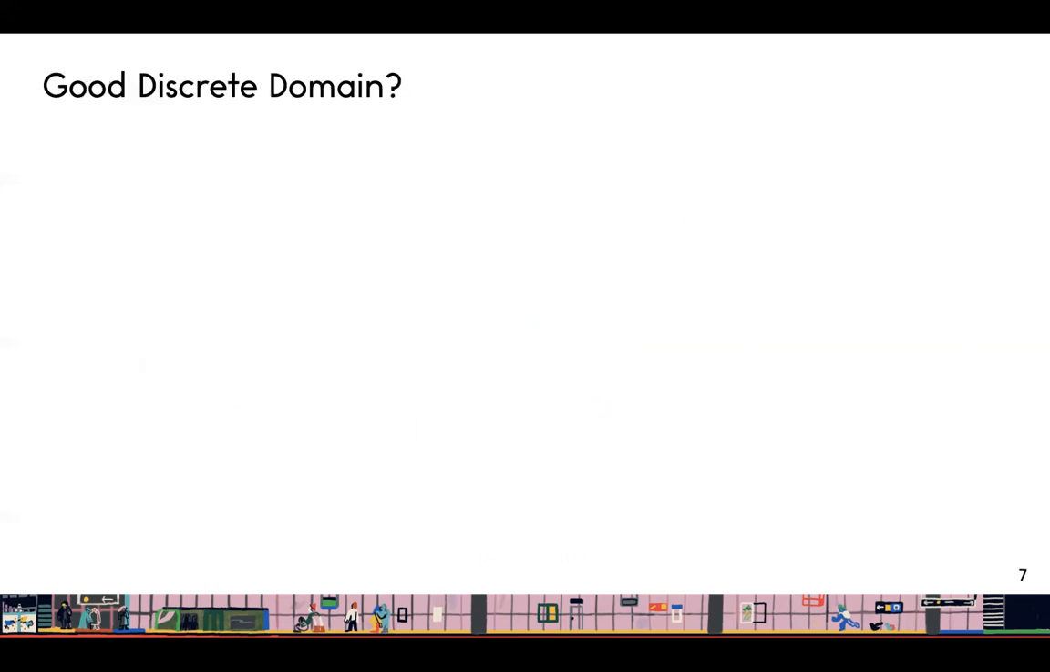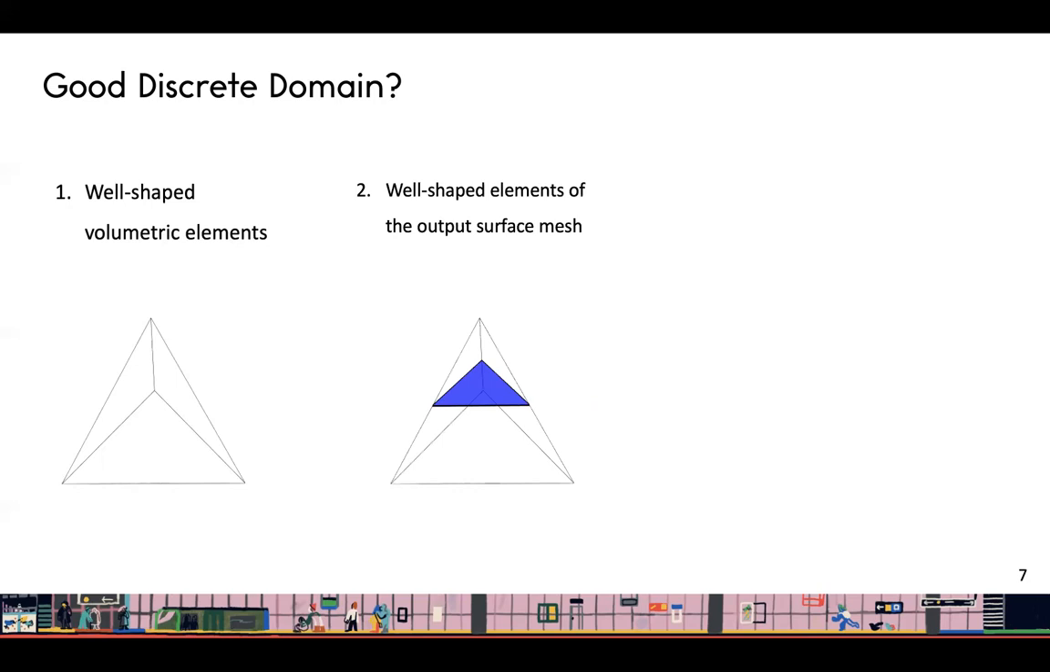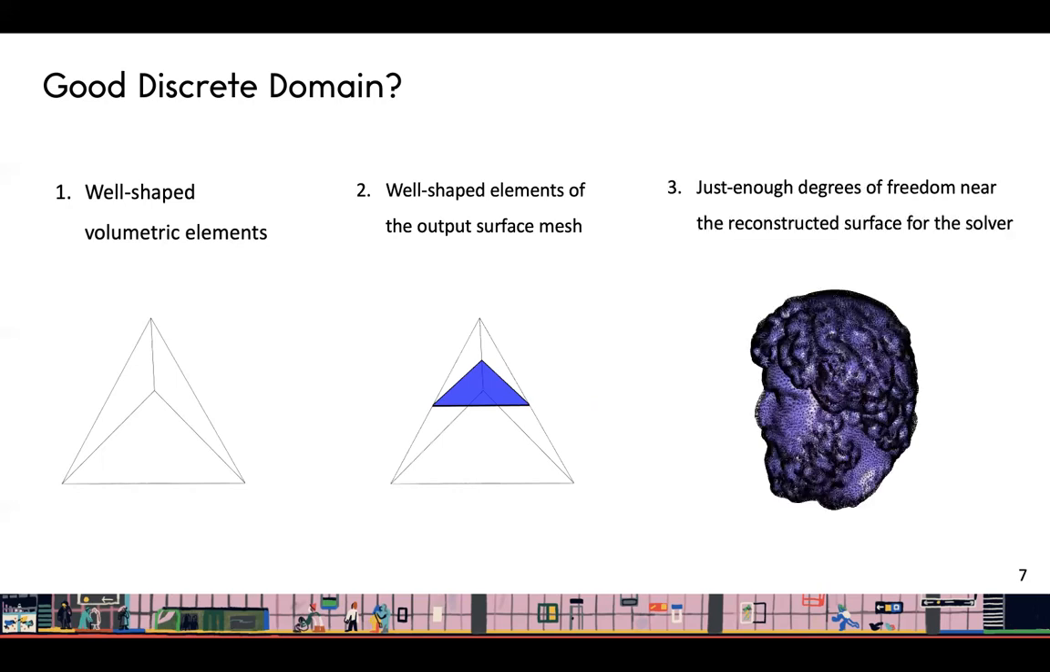So what is a good discrete domain for such methods? It should at least satisfy the following three properties. One, well-shaped volumetric elements are required to ensure good numerical conditioning for the solver. Two, well-shaped elements on the output surface mesh. And three, just enough degrees of freedom near the reconstructed surface to reduce the computational cost.